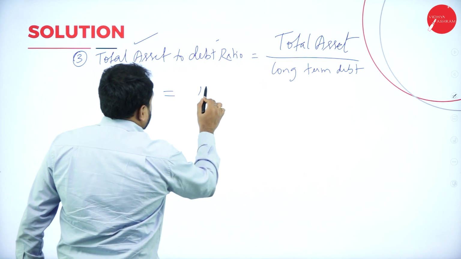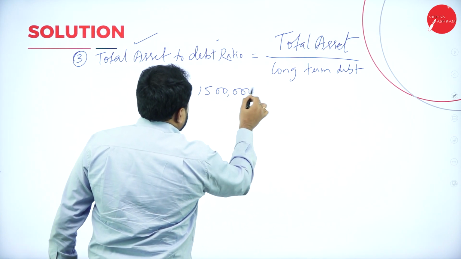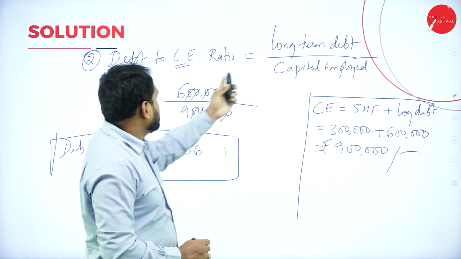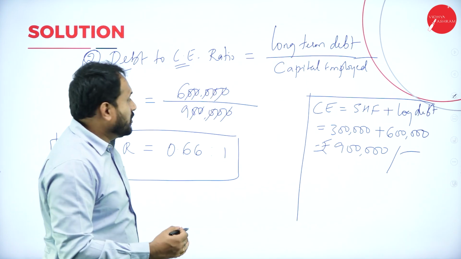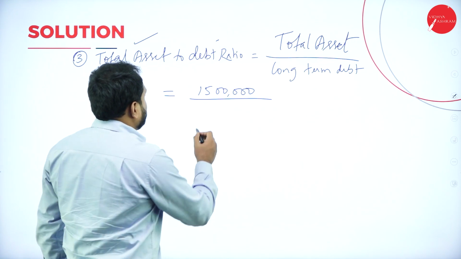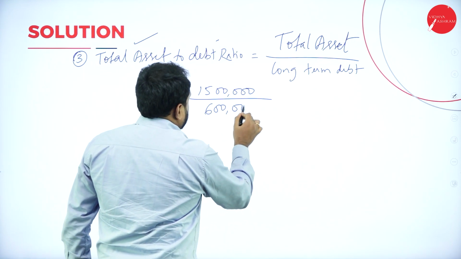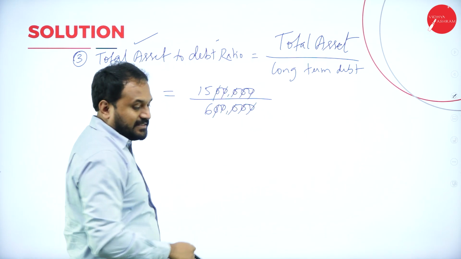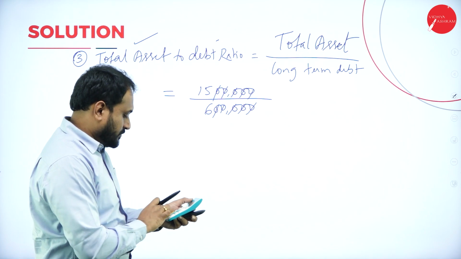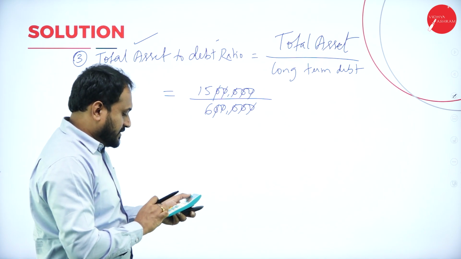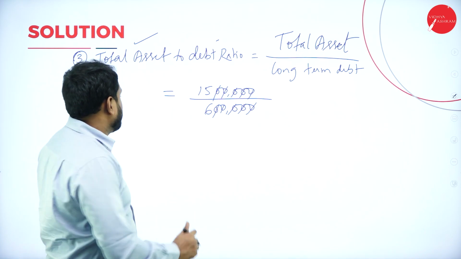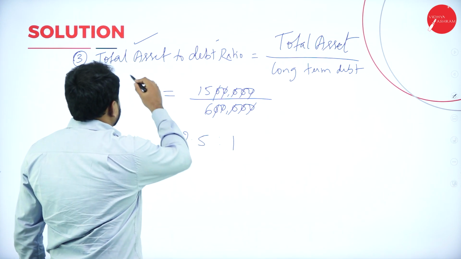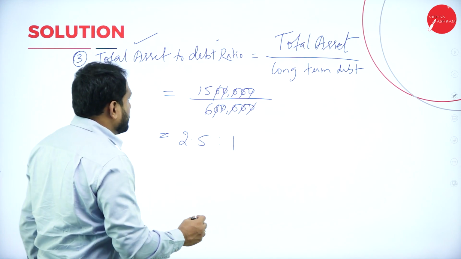So 15 lakh divided by long-term debt. Here only we have long-term debt. How much is it? 6 lakh is what we have, the long-term debt. So we'll write here 6 lakh. 1, 2, 3, 4. Again 1, 1. So 15 by 6. Take your calci. 15 divided by 6 is equal to 2.5. So it is equal to 2.5 is to 1. This is my total asset to debt ratio.